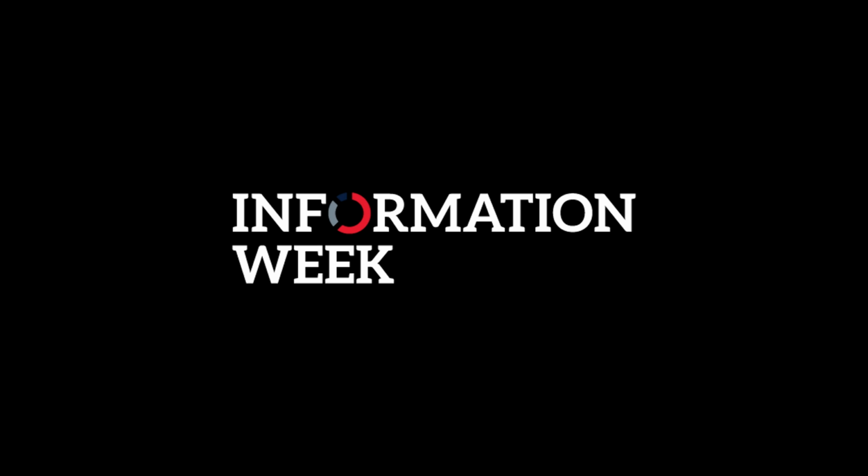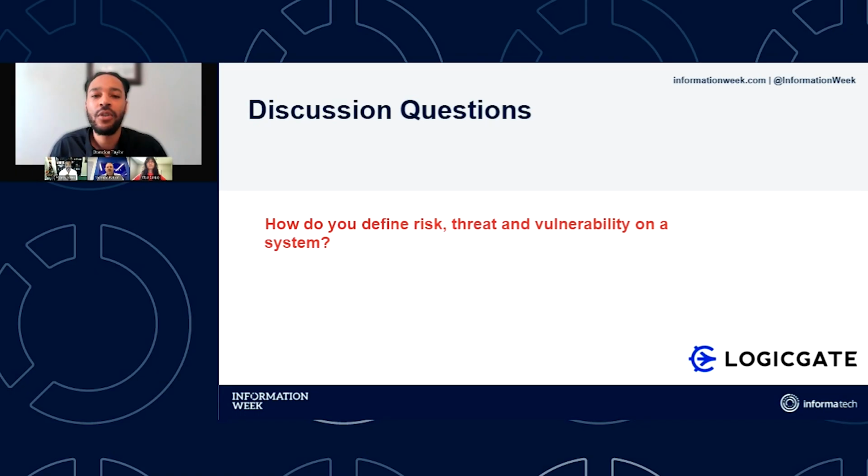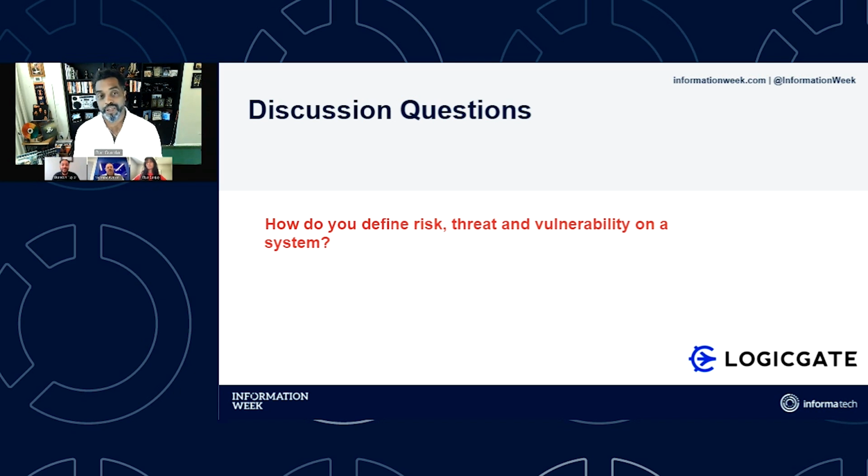Ron, how do you define risk, threat, and vulnerability on a system? A lot of times they're interwoven and people kind of see them all as the same, but they are all slightly different. The risk profile is the likelihood of something really happening. It's a profile of risk. There's high risk, low risk, medium risk.